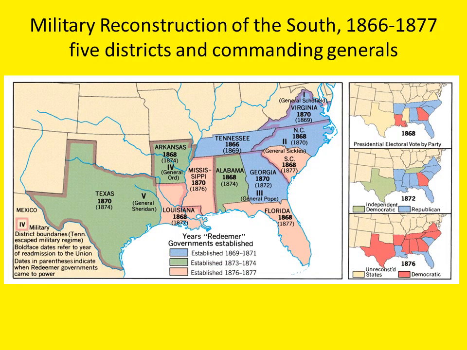This map shows the military reconstruction of the South in the period from 1866 to 1877. There were a total of 5 districts with commanding generals who made executive decisions, much like a dictator.